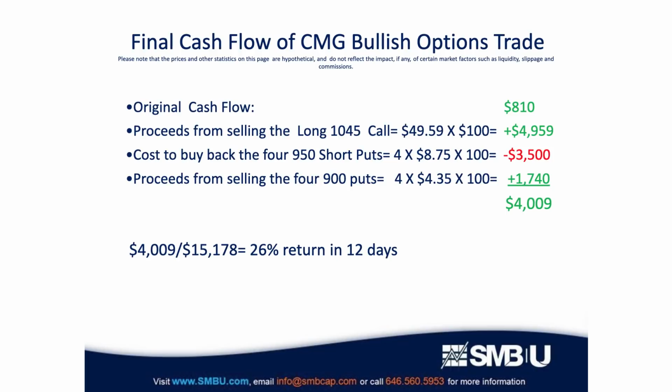Now, it costs us $3,500 to buy back those 4 950 puts, but remember, we got in $13,720 for those originally, so we made a killing on those. And then finally, we do cash in on the remaining value of the 900 puts, although we sold them for much less than we bought them. But when you net everything down, we made over $4,000 in 12 days, which against what our broker margined us was a return of 26%.